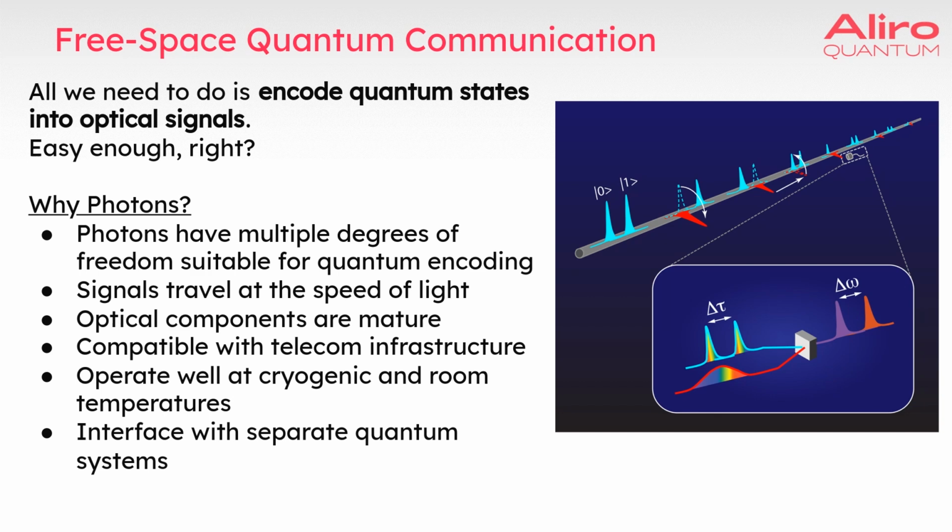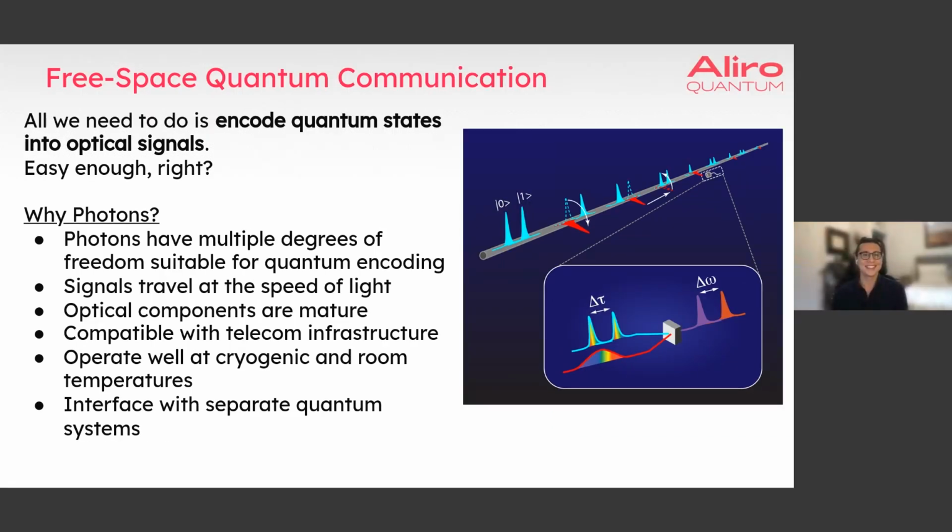Okay, so how do we do free space quantum communication? It's very easy. All we need to do is encode quantum states into optical signals. Seems easy enough. Why photons? Why optical photons?